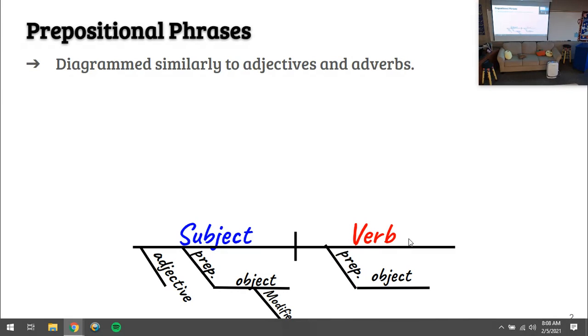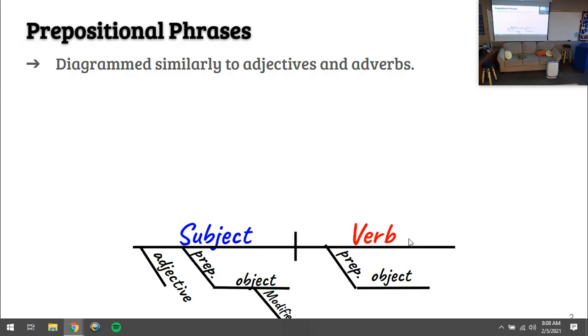So we've got our main line right here. When we diagram adjectives and adverbs, they go underneath what? Does anybody remember? Yeah, Aiden? The word they modify. Yeah, perfect. Remember when we talked about prepositional phrases, they function as adjectives or adverbs. So we're going to just put the whole prepositional phrase underneath the word that it's modifying. And remember, we were practicing that with our prep phrases by drawing an arrow to whatever word it was modifying.